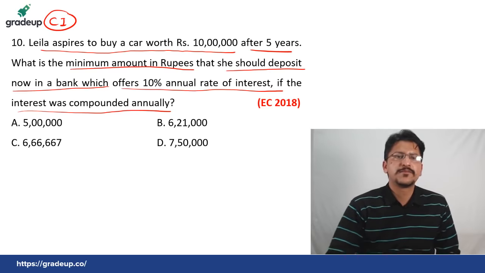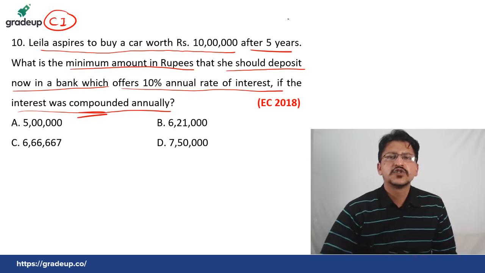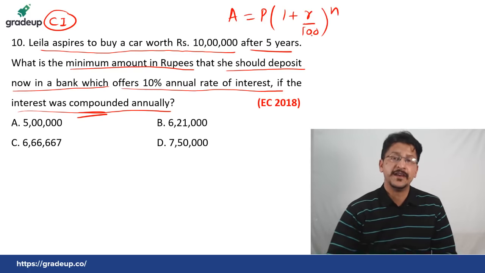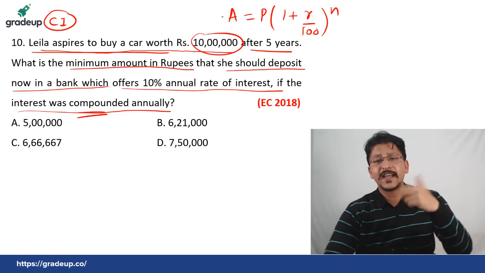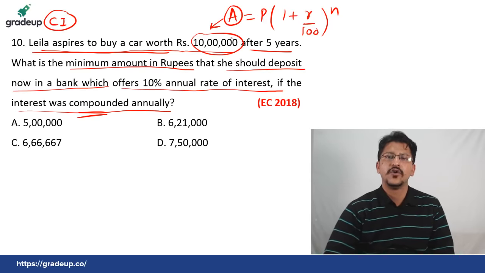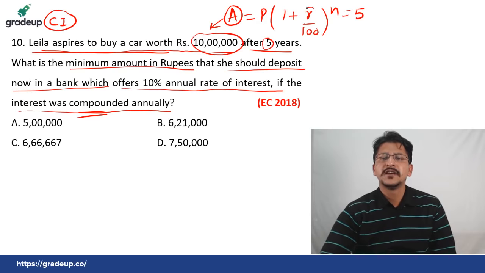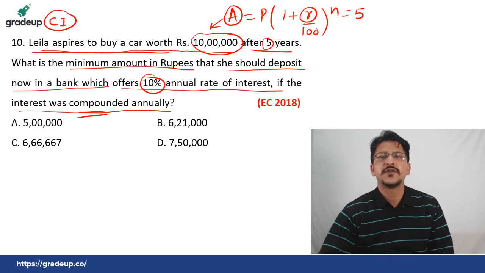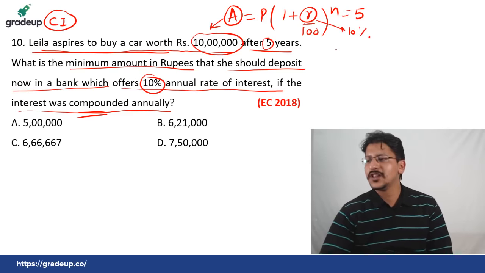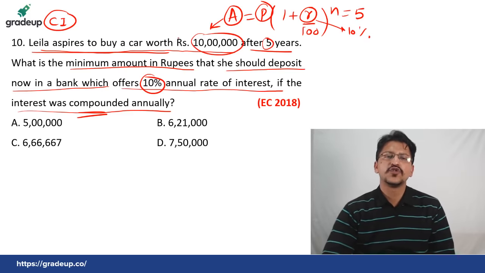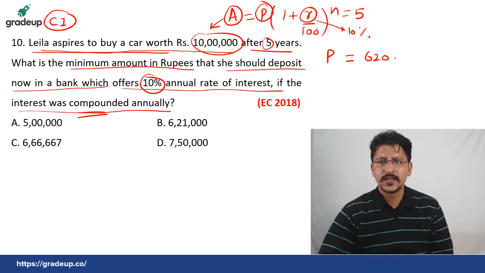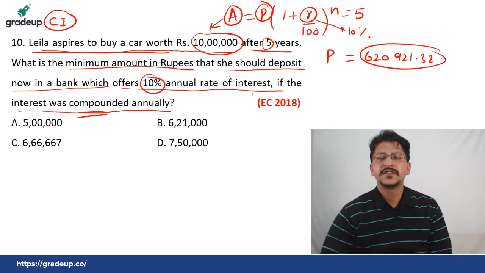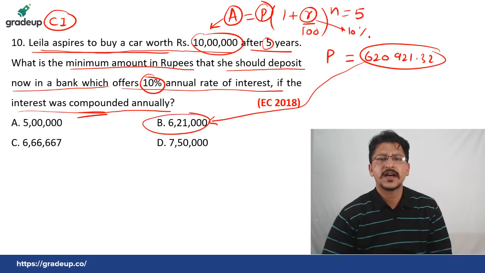So this is a question of compound interest. The simple formula of compound interest says that A is equal to P times (1 plus R by 100) to the power of N. Leela aspires to buy a car worth rupees 10 lakh. That means after 5 years, she requires an amount equal to 10 lakh. Here N is equal to 5. The rate at which she is getting interest from the bank is 10%. Just put in all these values and get the answer of P. In this case, you will get P as 620921.32, which is approximately equal to this value. So the correct answer for this is B.